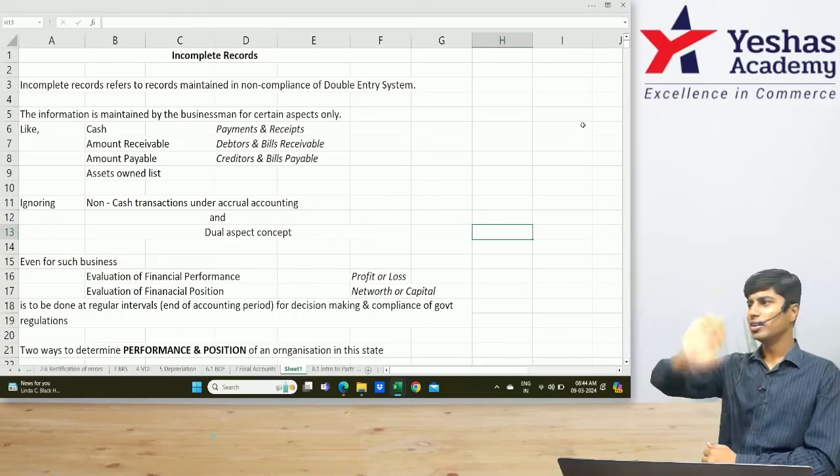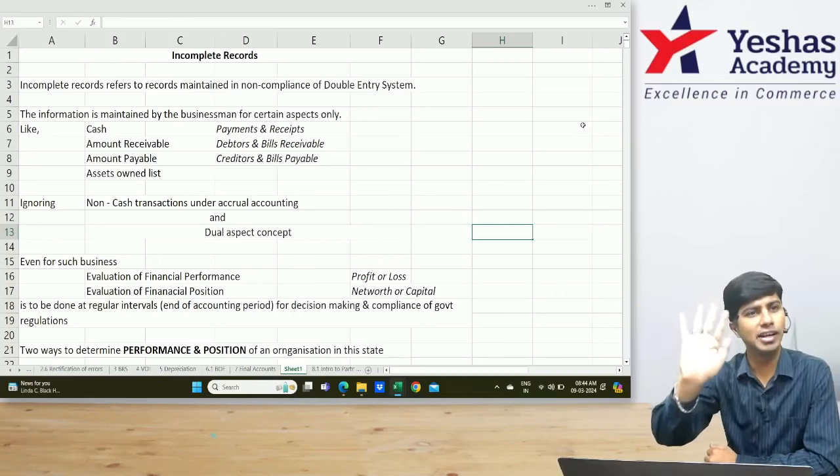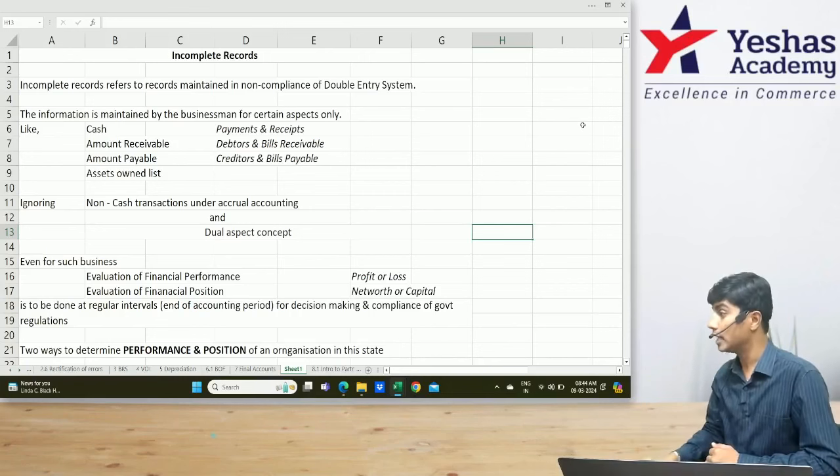Take it. I'll give you 1 lakh rupees. You take it, but maintain the records properly. Will you be able to afford? Yes.